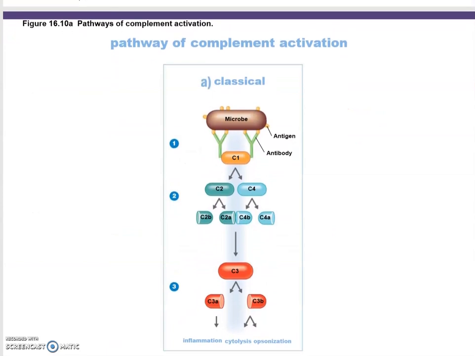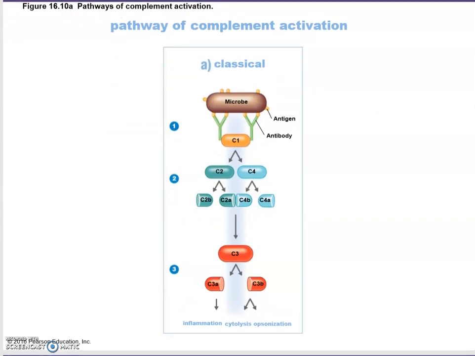So here would be the classic pathway. You have to have an antibody that has found its antigen. So this little Y-shaped letter here is an antibody that has found its antigen. Once the arm portions of the antibody bind to the antigen, the binding site for C1 becomes available on the stem portion of the antibody.